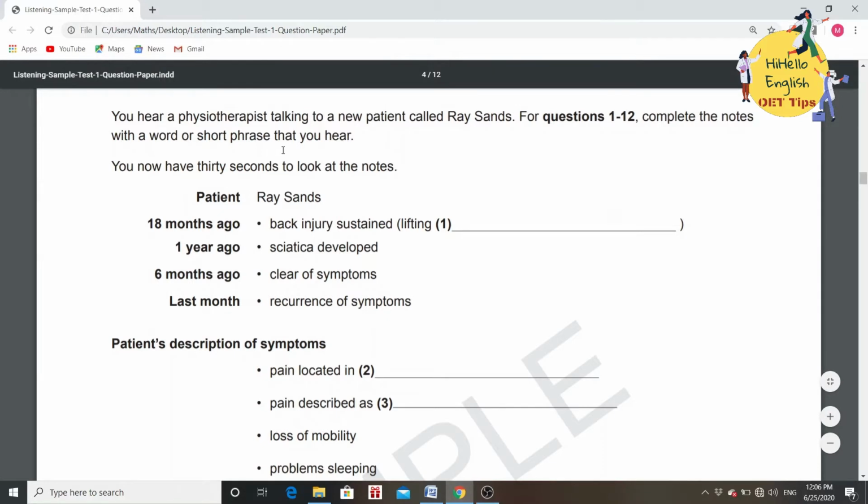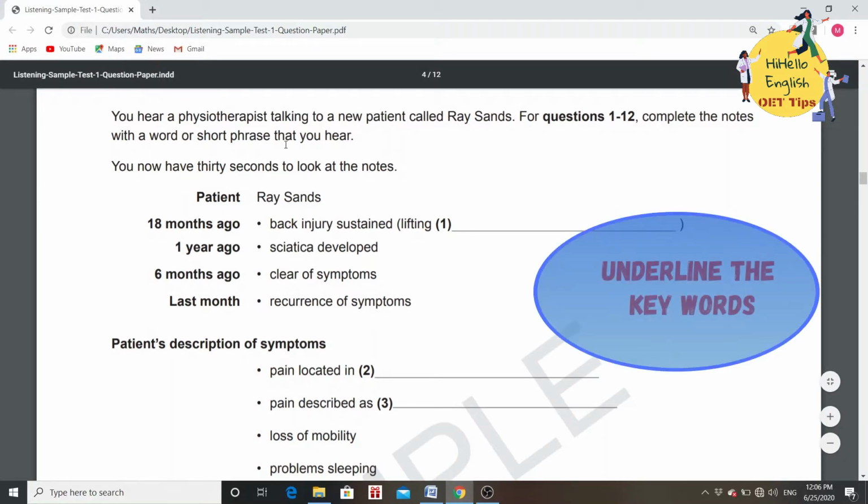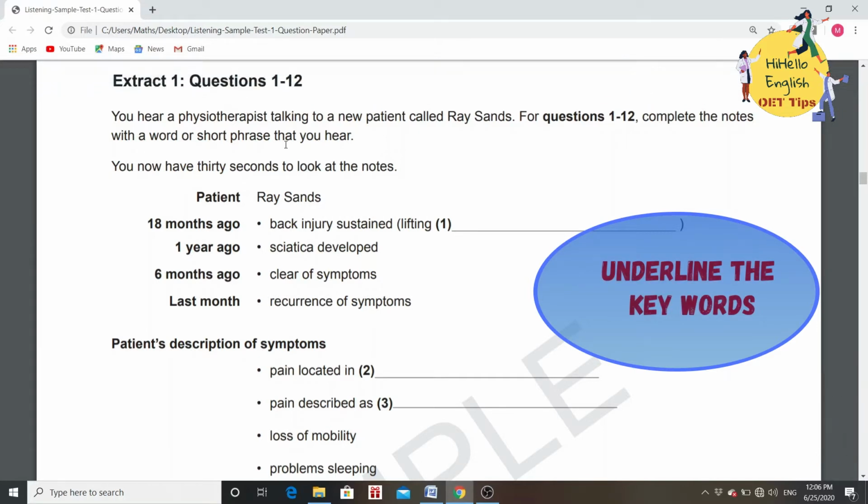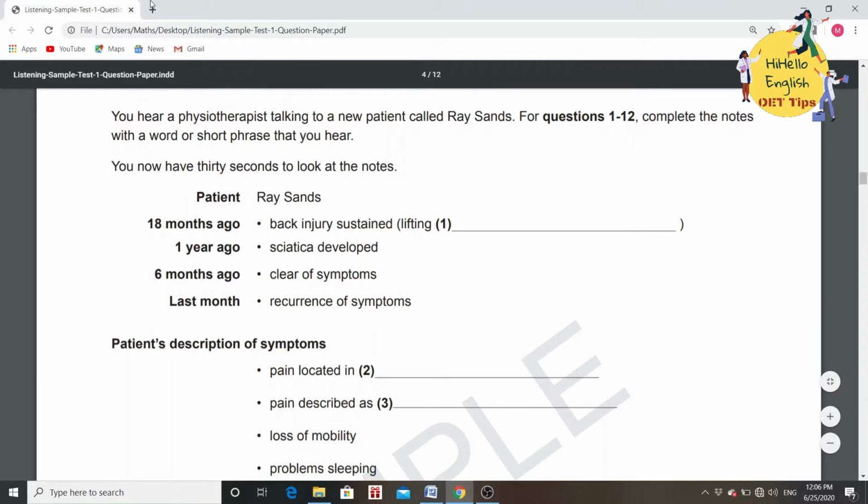In the 30 seconds that you get, you have to underline the keywords while you read the notes. So, how to identify the keywords? Now look at the blanks over here in the notes. The keywords over here are the headings or the subheadings, and words or phrases that are used before and after the blank.